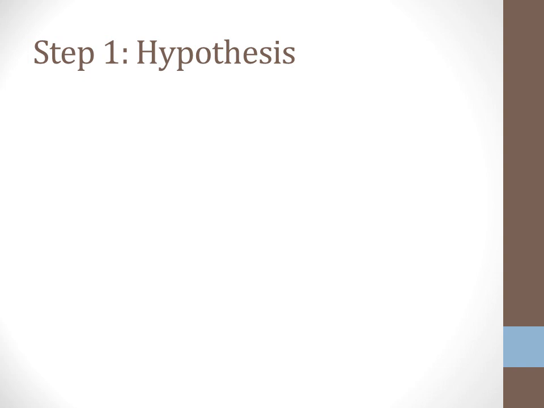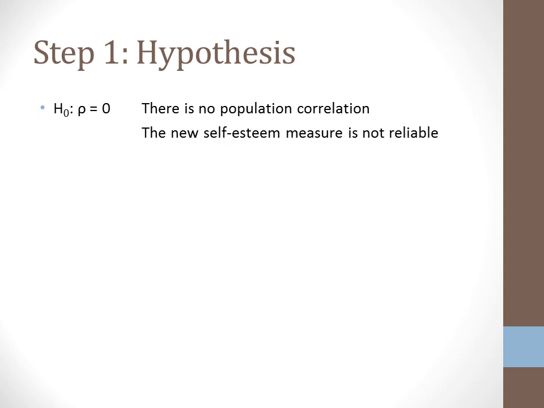Let's go ahead and start our hypothesis testing. Step 1 of the hypothesis test is to state your null and alternative hypotheses. So let's go ahead and do that. Our null hypothesis states that the population correlation, or rho, is equal to 0. So in other words, there is no population correlation. In terms of the experiment that we're interested in, the new self-esteem measure is not reliable.